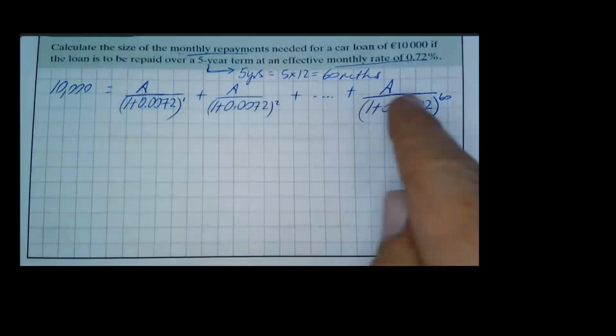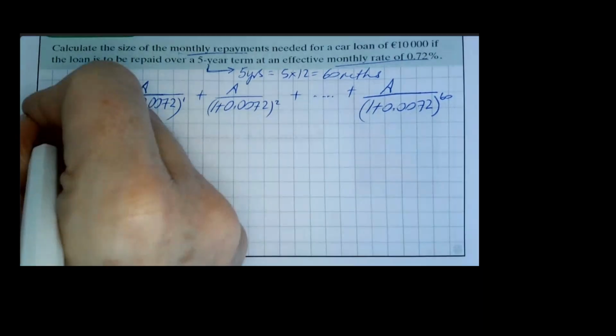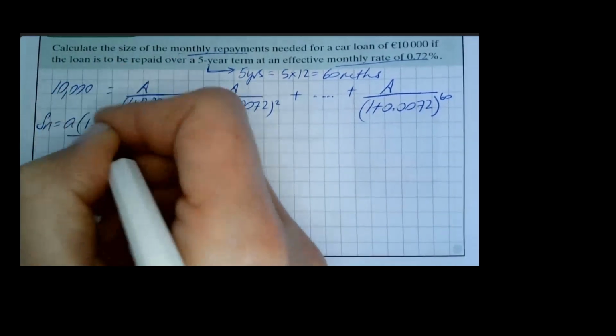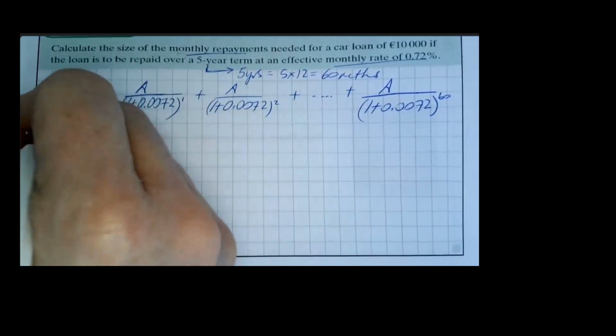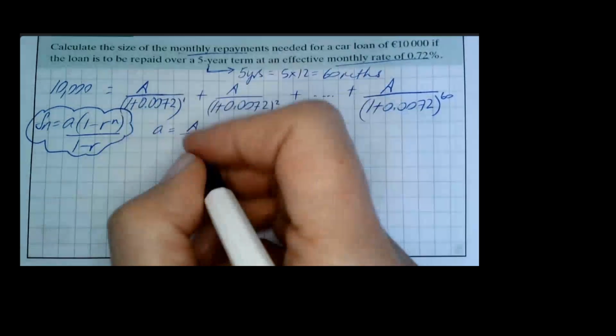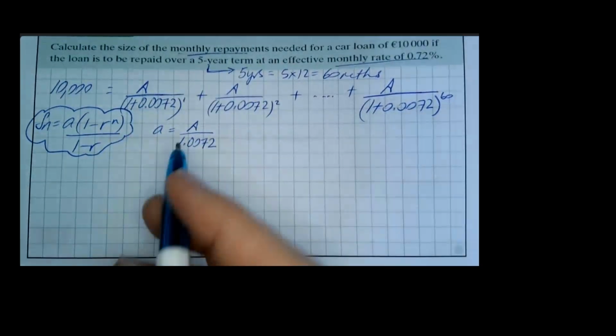So what is the present value of all of these particular repayment amounts that I'm going to be able to make in the future? Because it needs to equate to the value of the money that I'm getting right now, 10,000 euros to pay for this car. So I'm going to use my geometric series formula again, where this time my first term A is A over 1.0072 to the power of 1, which is just that, of course.